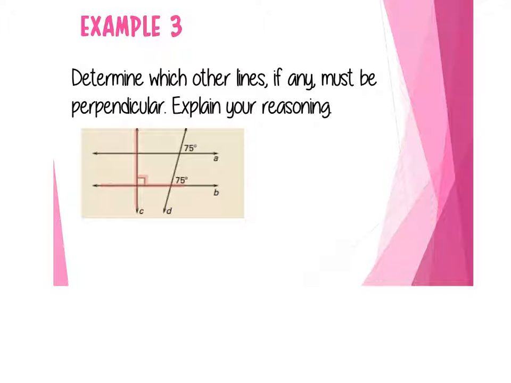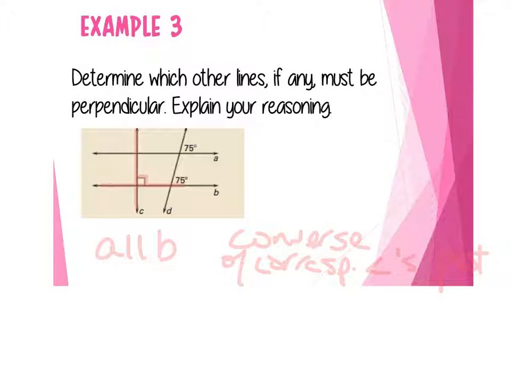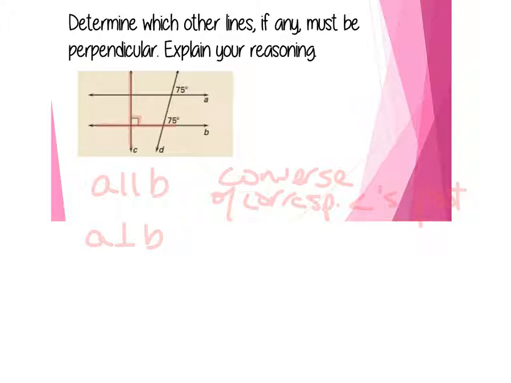But how can we show that line A is also perpendicular to C? Corresponding angles. Good. The converse. First we're going to show that A and B are parallel. So we're going to show that A is parallel to B by the converse of the corresponding angles postulate. And then from there, we can say that A is perpendicular to C, and we're going to restate the theorem we just learned.